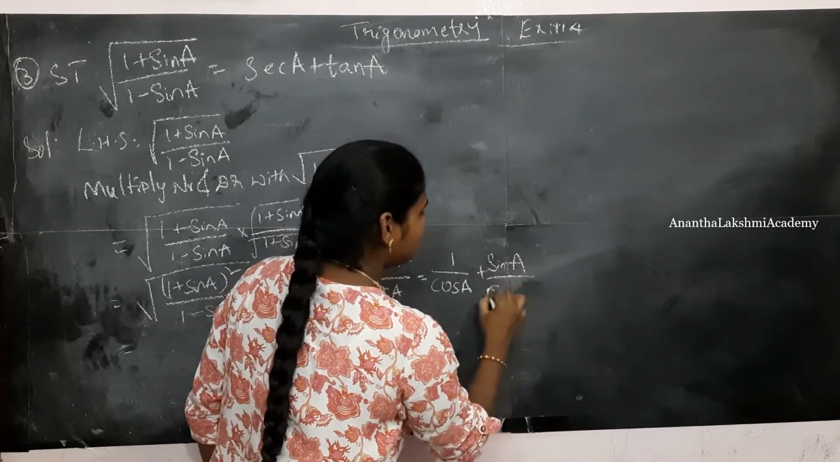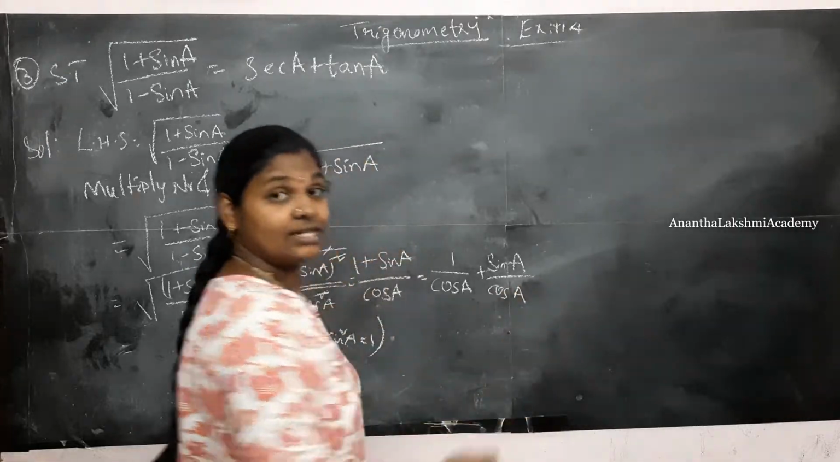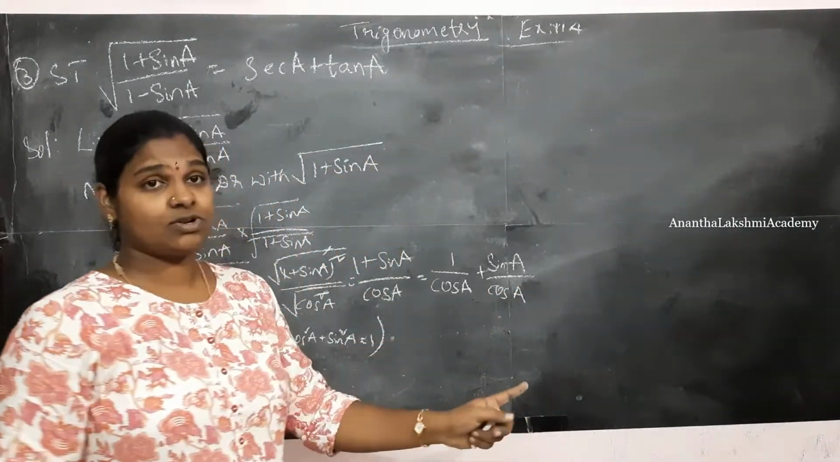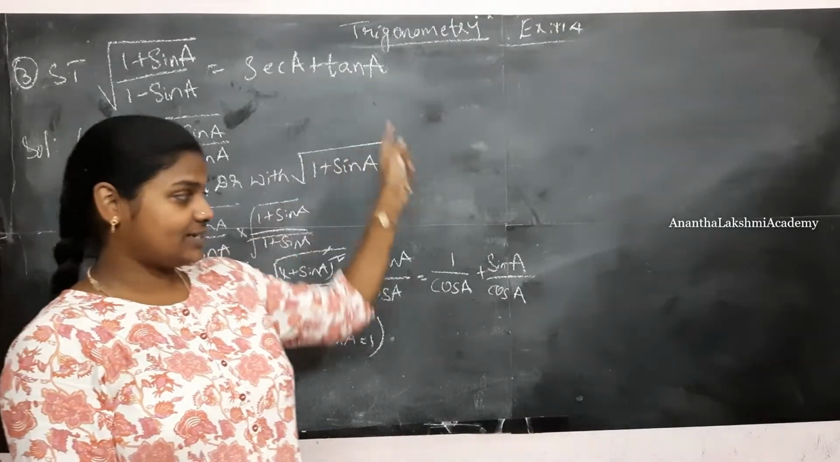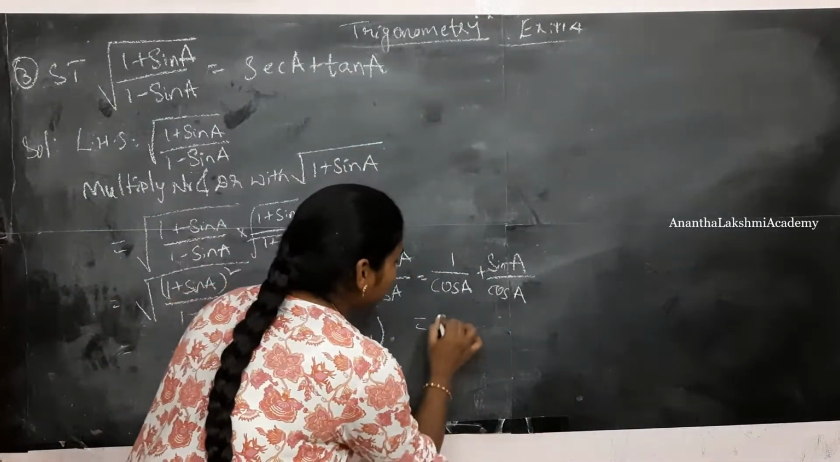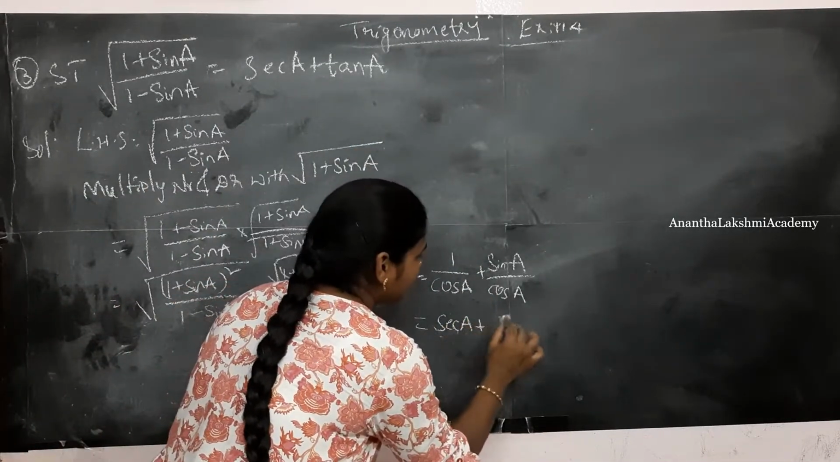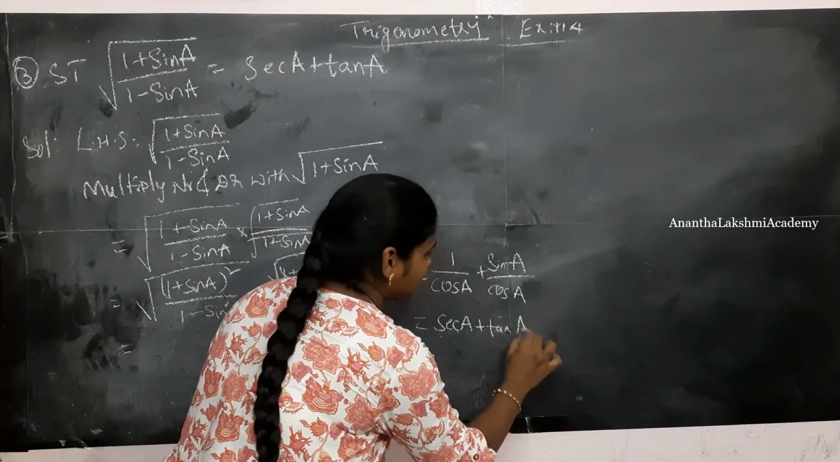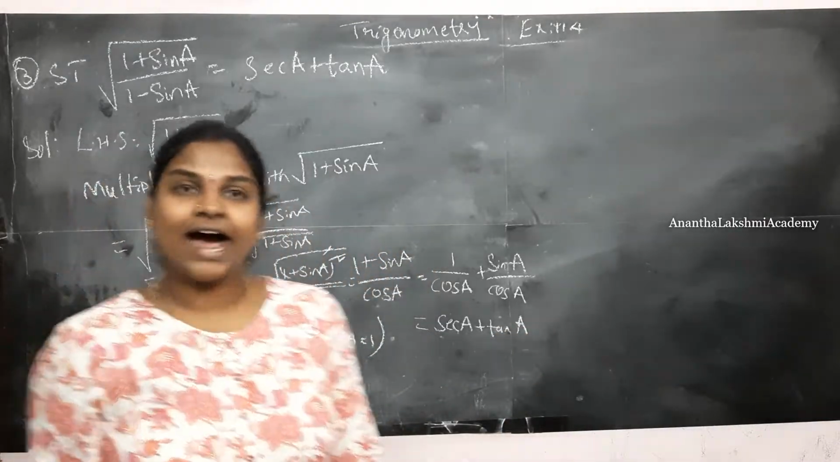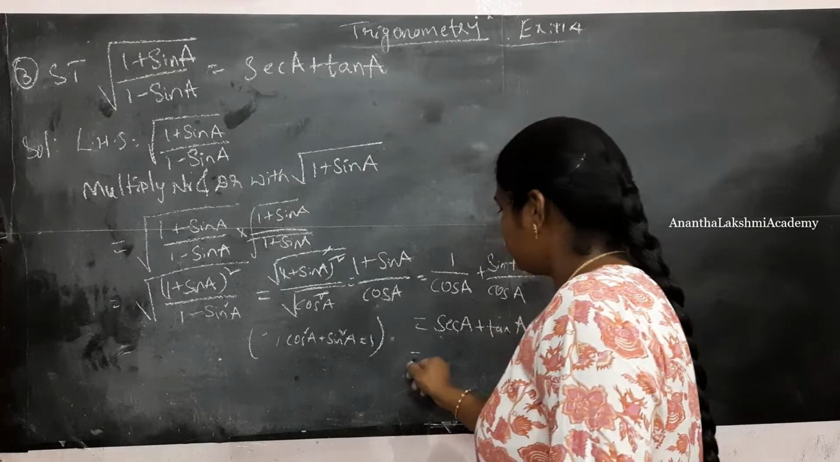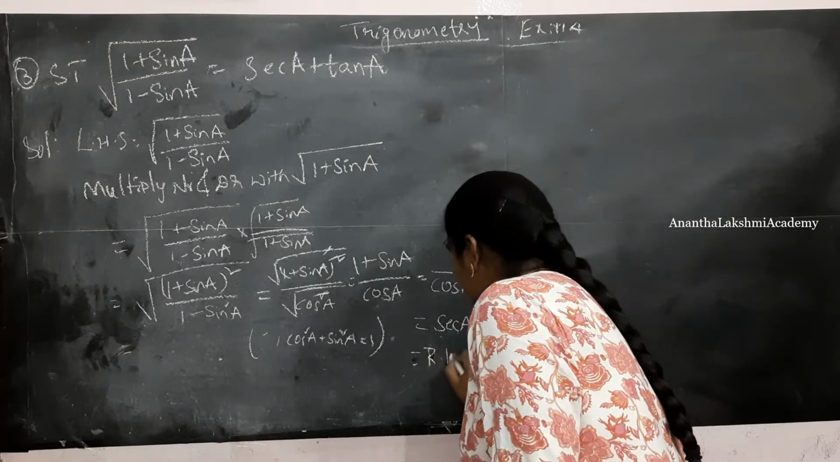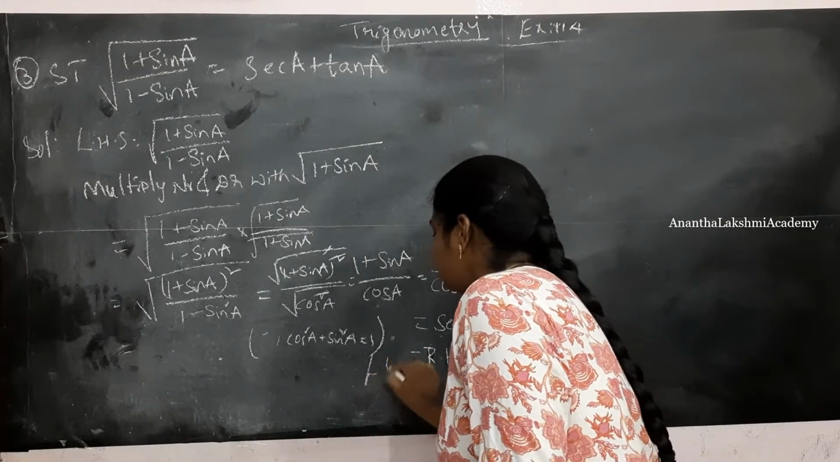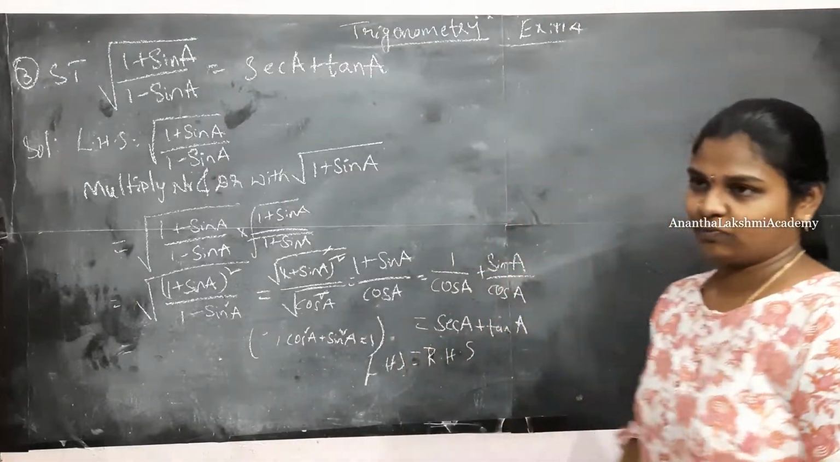Why did I split this? Because the RHS is not in the form of sines and coses, it's in the form of secant and tan. So this becomes 1 by cos is secant A, sine by cos is tan A, nothing but RHS. This is equal to RHS. LHS is equal to RHS, and hence proved.